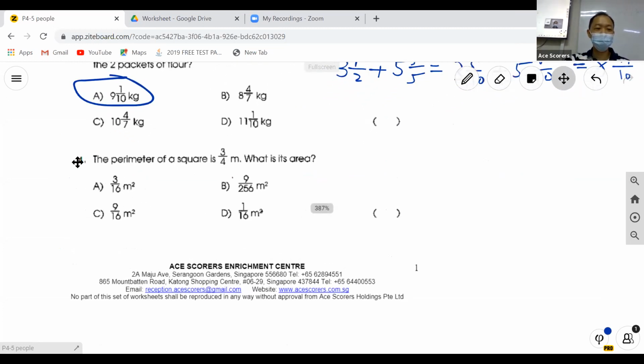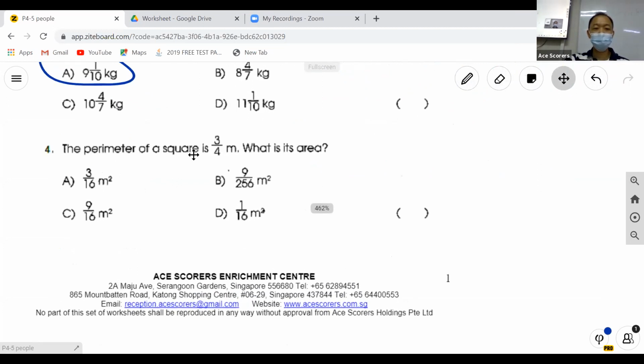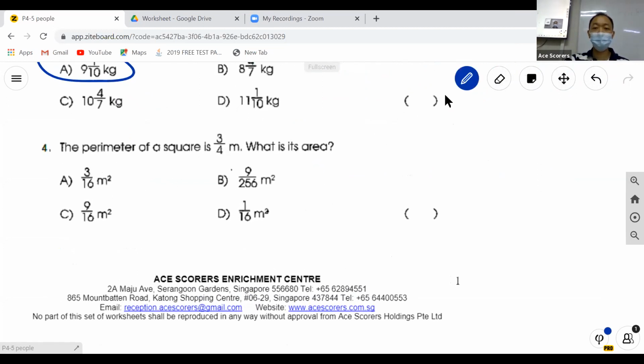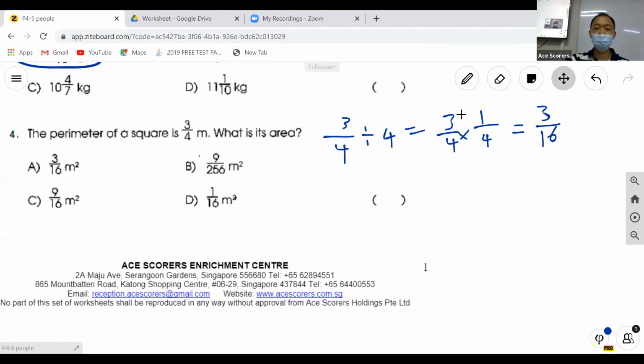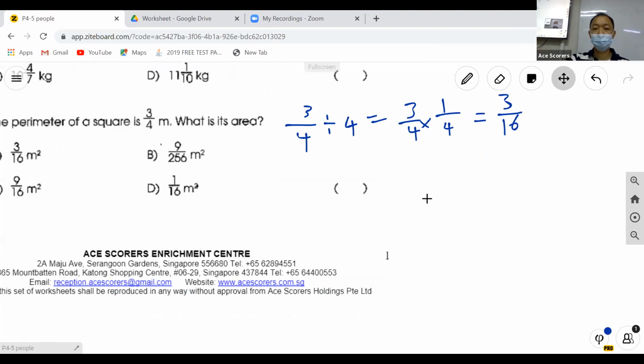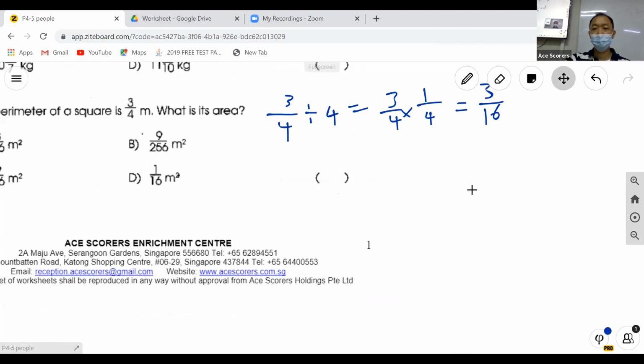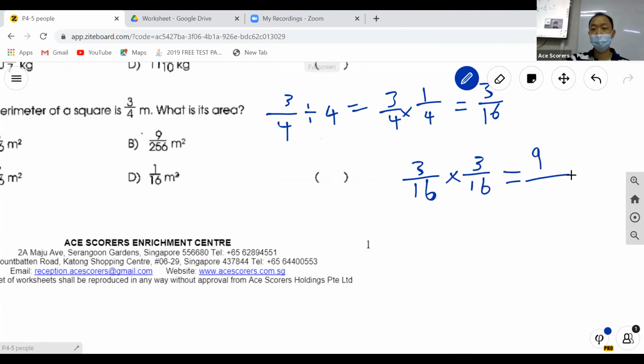Okay, so next one, question number 4. The perimeter for a square is 3/4 meters. What is the area? So we gotta take 3/4 divided by 4 first to find one side. So it becomes 3 over 4 times 1 over 4. So 3 over 4 times 1 over 4 is 3 over 16. So this is one side. Now to find the area, we take 3 over 16 times 3 over 16. So 3 times 3 equals 9. What's 16 times 16?